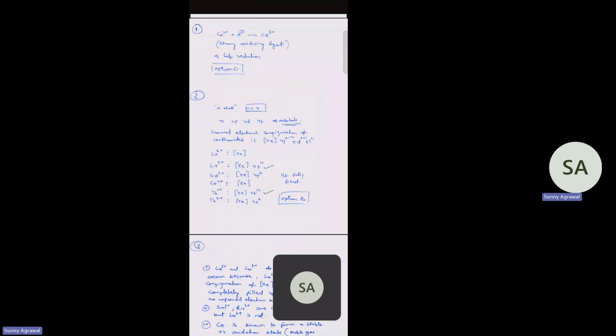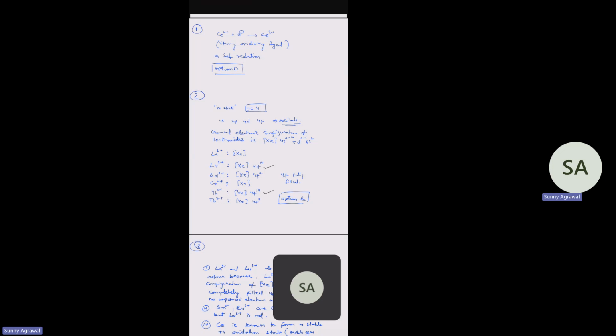Our first question was related to which of the following will act as an oxidizing agent. There are four options, and we can see that Ce is in its +4 oxidation state, and it is a lanthanoid. So it will try to reduce and achieve the +2 oxidation state, where self-reduction is happening. So it will act as an oxidizing agent.